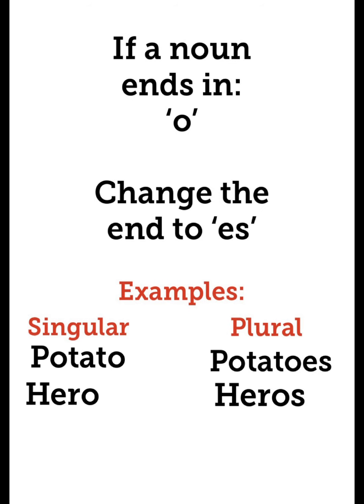If a noun ends in O, you can also usually add an ES. Example, potato, potatoes with an ES. Hero, heroes. This is where it's different. You just add an S.